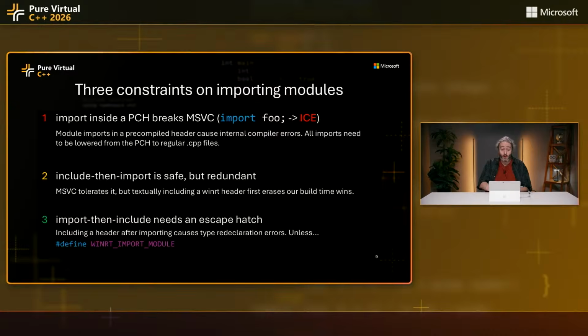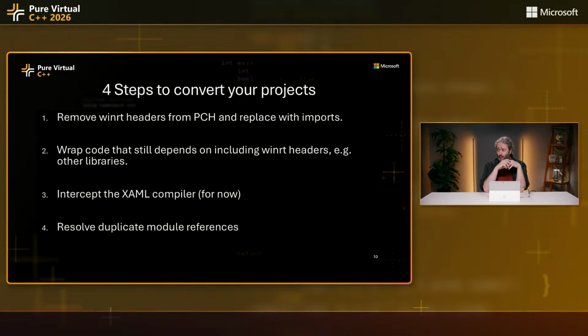So we're ready to go? There are 4 steps that I found as I was converting each project. I had an agent help me once I got started and figured out the problems. It was able to be somewhat automated. Things went pretty quickly once I got these patterns under my belt and fed to my agent. First, remove WinRT headers from the PCH and replace with imports. We've already hinted at that. Second, dealing with code that still depends on including the WinRT headers, like WIL and other libraries. We've hinted at that. Third, intersecting the XAML compiler. That's a fun one. That's really a special case of number 2, wrapping code. But I'll show you why it's a special case, why it's a little bit tricky.